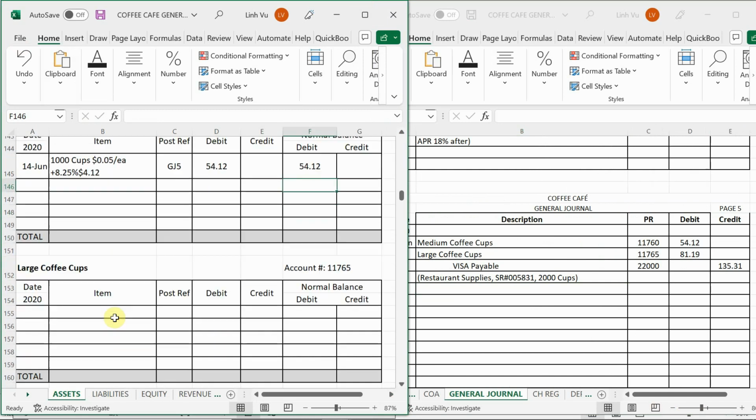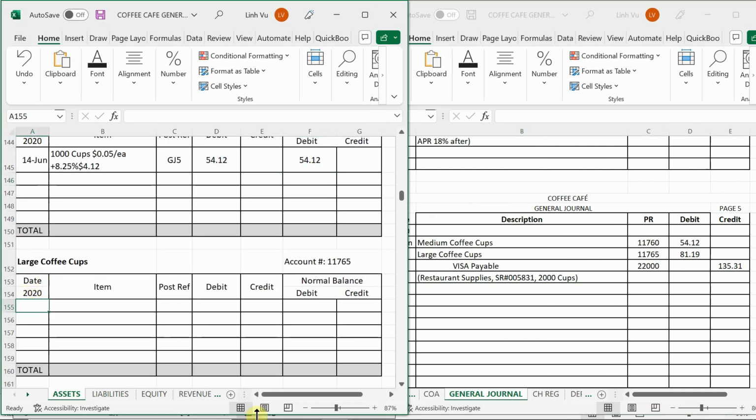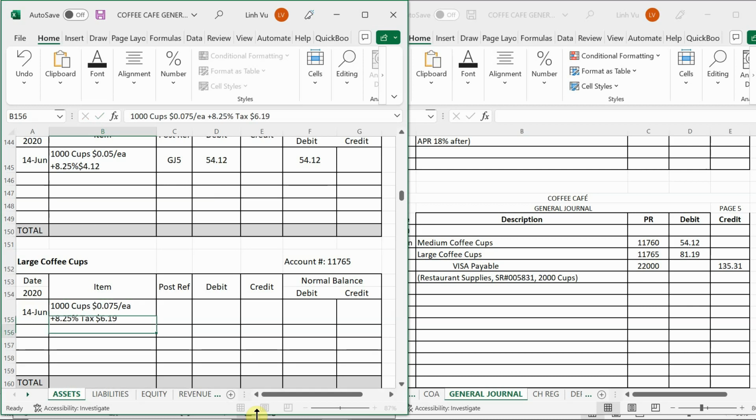So then, let's see what my next one here is, my large cups. Today's the 14th. We purchased 1,000 of the large cups, right? Which was costing 7.5 cents each cup, plus the 8.25% tax, which gave me a total of $6.19. So then, therefore, that should give you, right, we're on journal page 5, a total of $81.19.